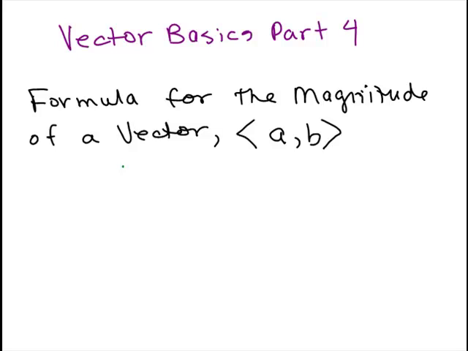This is part 4 of Vector Basics, and in this video we're going to figure out what the formula for the magnitude of a vector is. So let's say we have a vector AB, so these are just two numbers. And we did this in the previous two videos, but we didn't have any formula. So we're going to think about how we did it for some other vectors and then come up with a formula.